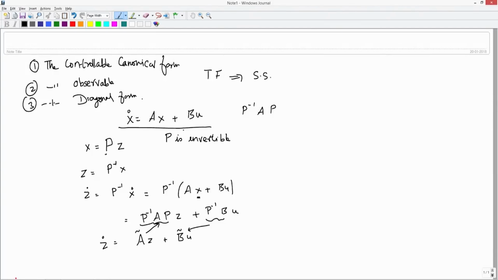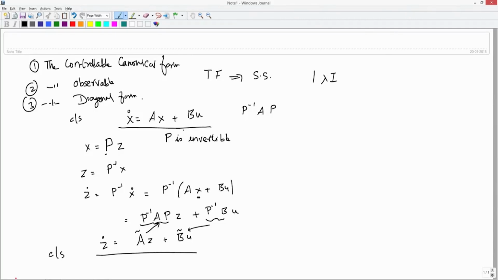Okay, now what has changed here? Can I say that the system in the x coordinates is the same as the one in the z coordinates? Well, let us see. What we are interested in typically is the pole locations. So, we will compare the characteristic equation of the system written down in the x coordinates to the characteristic equation of the system written down in the z coordinates. Okay. So, let us see.